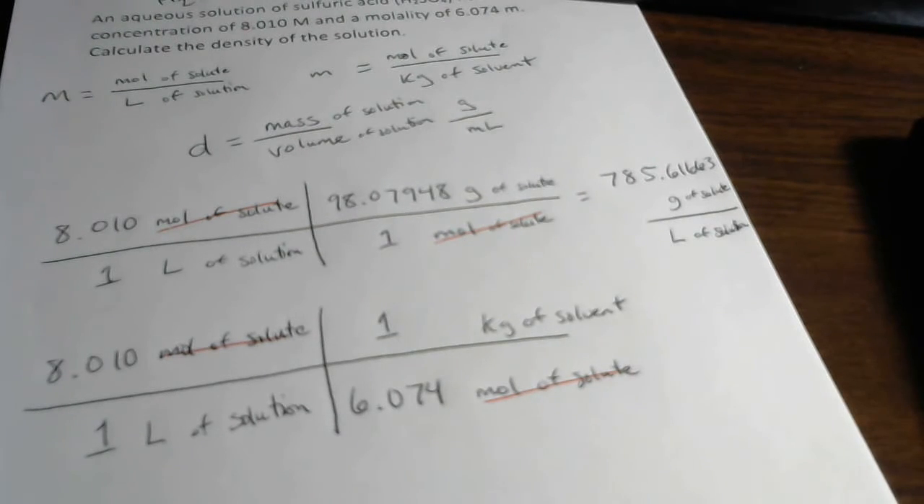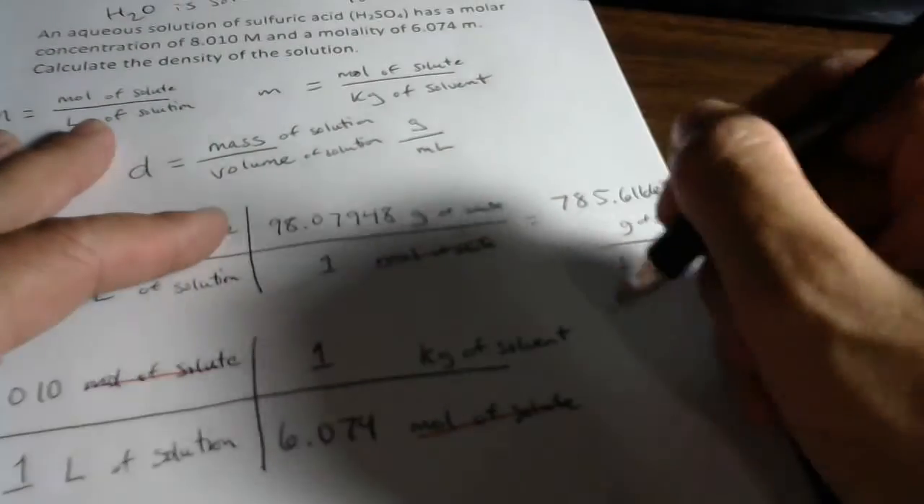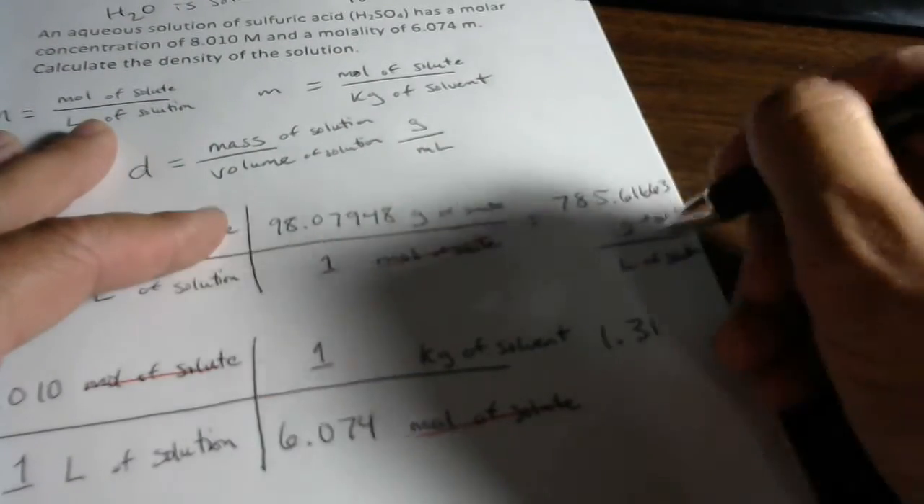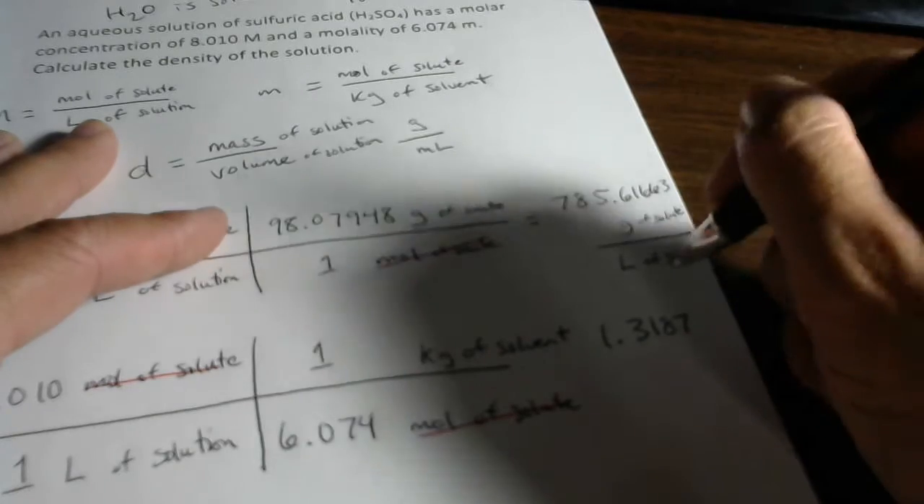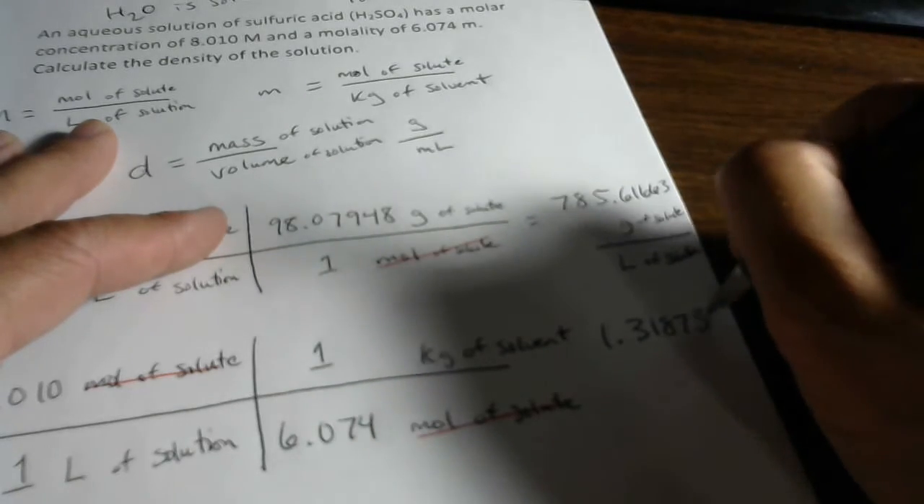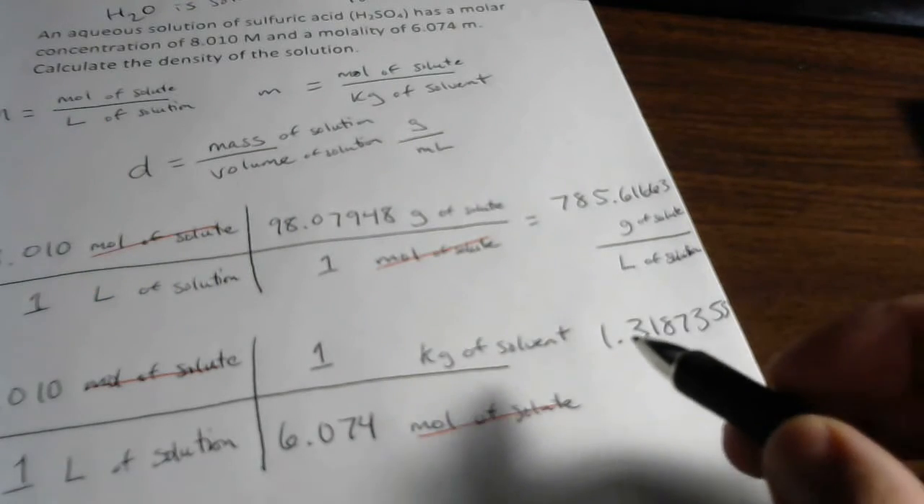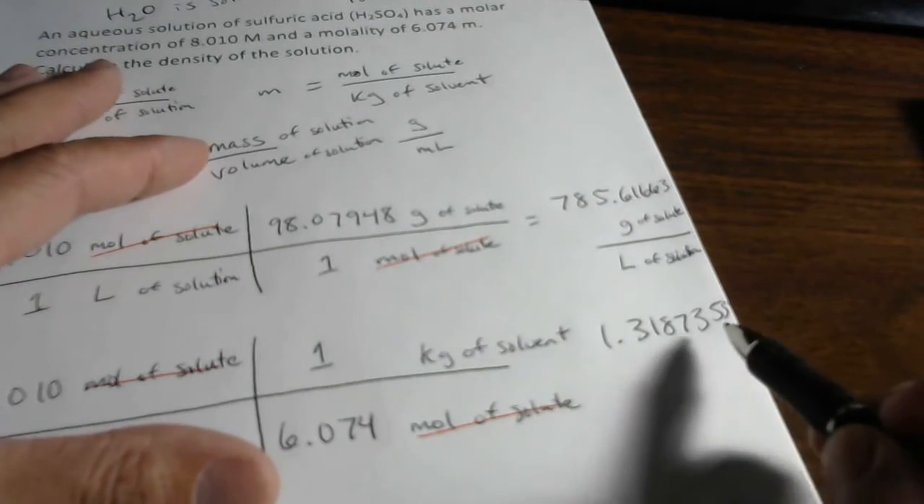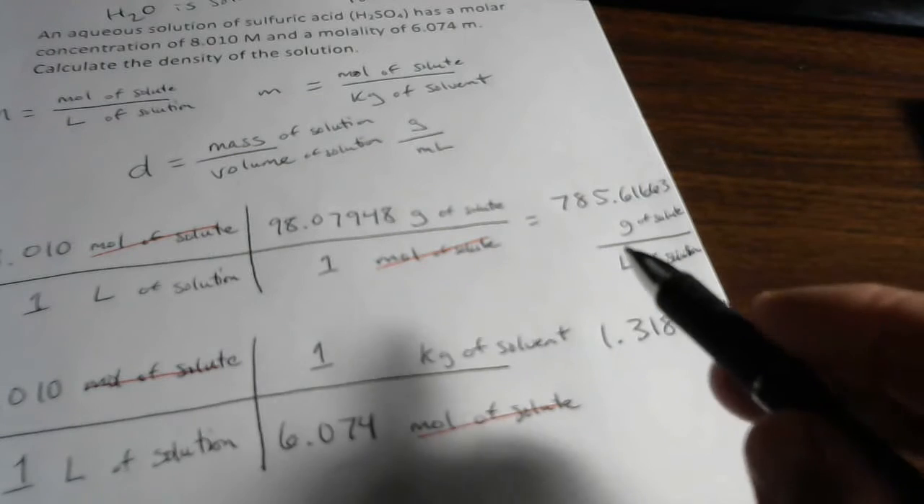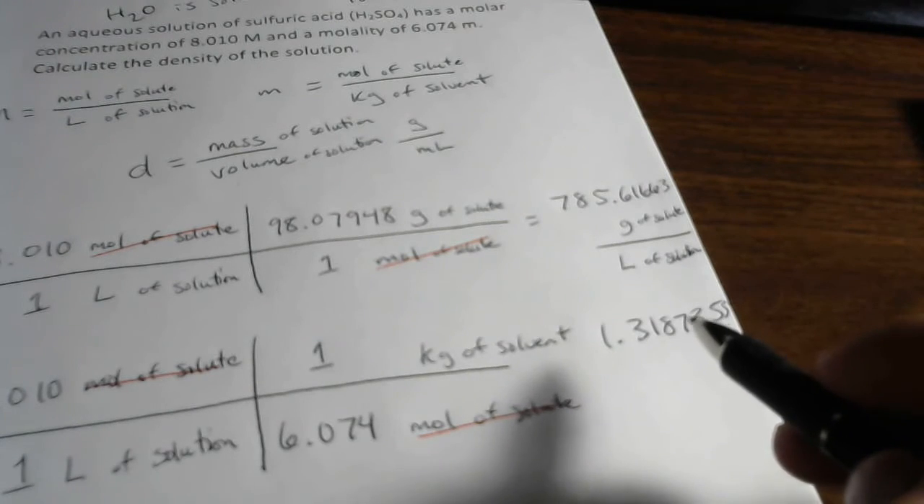So we're going to have 8.010 divided by 6.074. Now we have 1.3187355. Okay, that ran off the paper just a little bit. That's okay. And of course, I use the big numbers as much as I can just because I don't like to do any intermediate rounding.